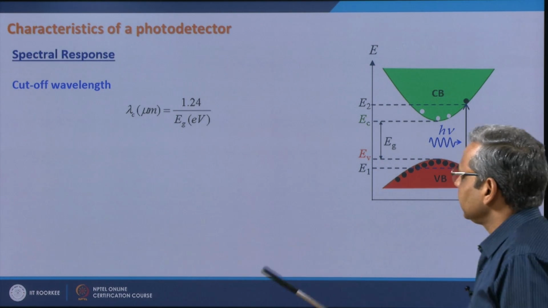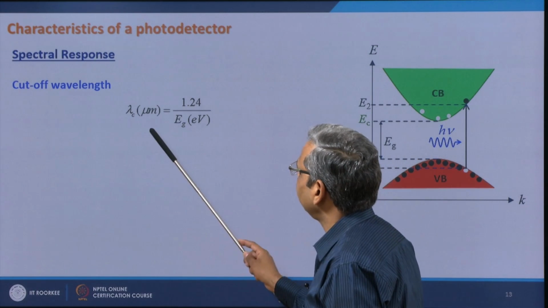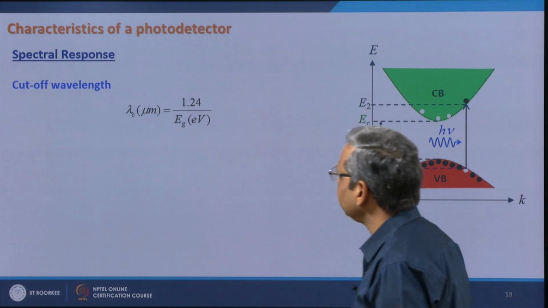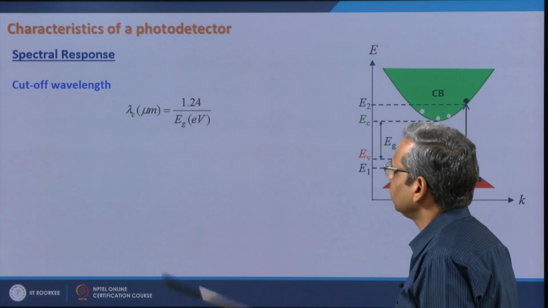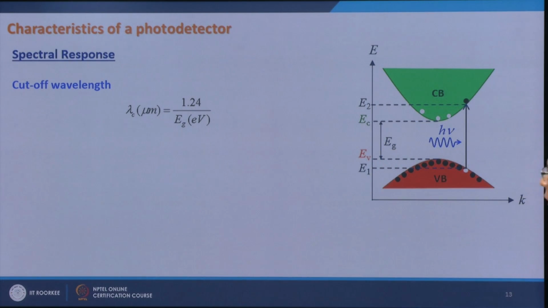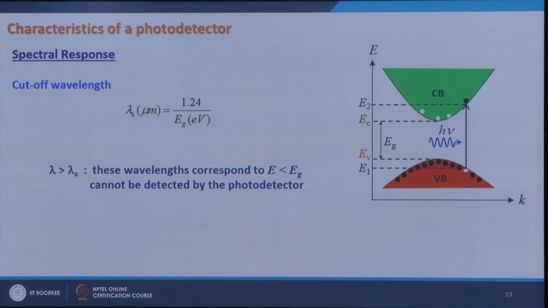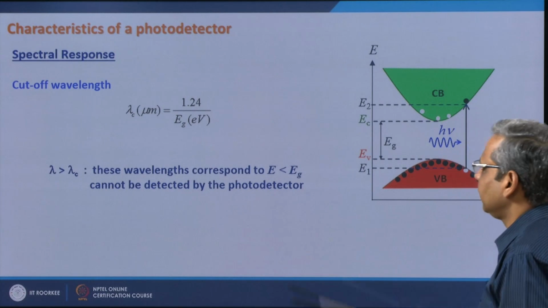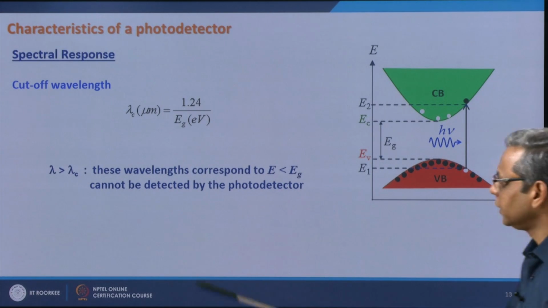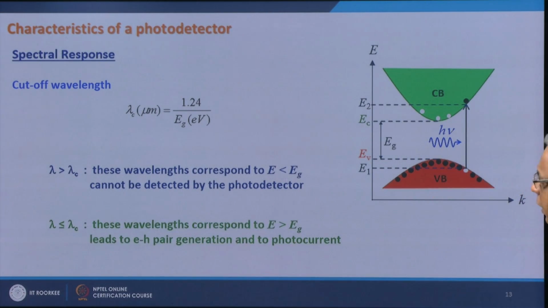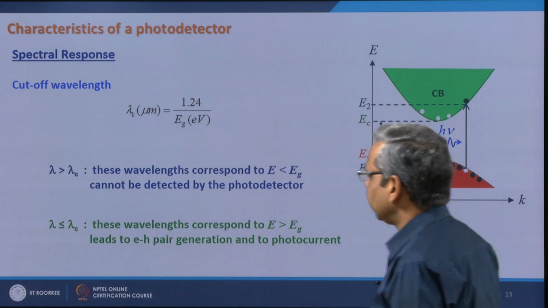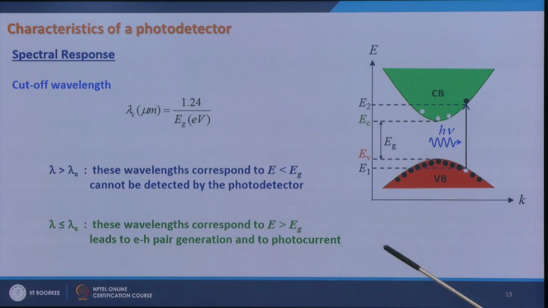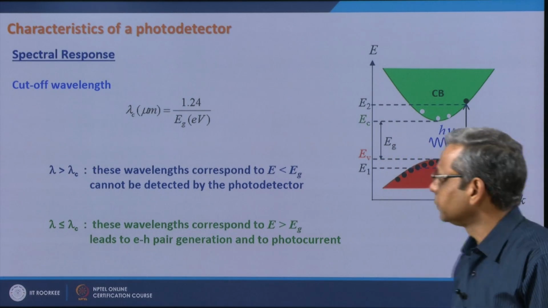So, there is a cutoff wavelength which is given by lambda c is equal to 1.24 over Eg, where Eg is in electron volts and lambda c in micrometers. This we had seen earlier also. So, all the wavelengths longer than lambda c cannot be detected by the photodetector because their energy would be smaller than the band gap energy, while all the wavelengths shorter than lambda c will have energy larger than Eg and will lead to generation of electron hole pairs and photocurrent.